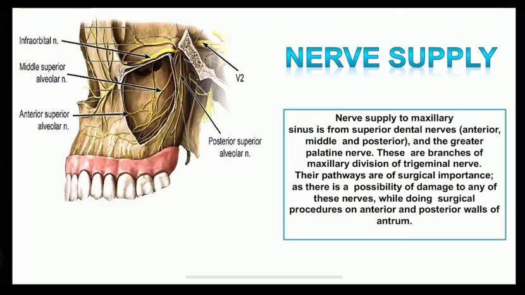Nerve supply. The nerve supply to the maxillary sinus is from the superior dental nerves, which are anterior, middle, and posterior, and the greater palatine nerve. These are branches of the maxillary division of the trigeminal nerve, which is the fifth nerve. Their pathways are of surgical importance because there is a possibility of damage to any of these nerves while doing surgical procedures on the anterior and posterior wall of the antrum.